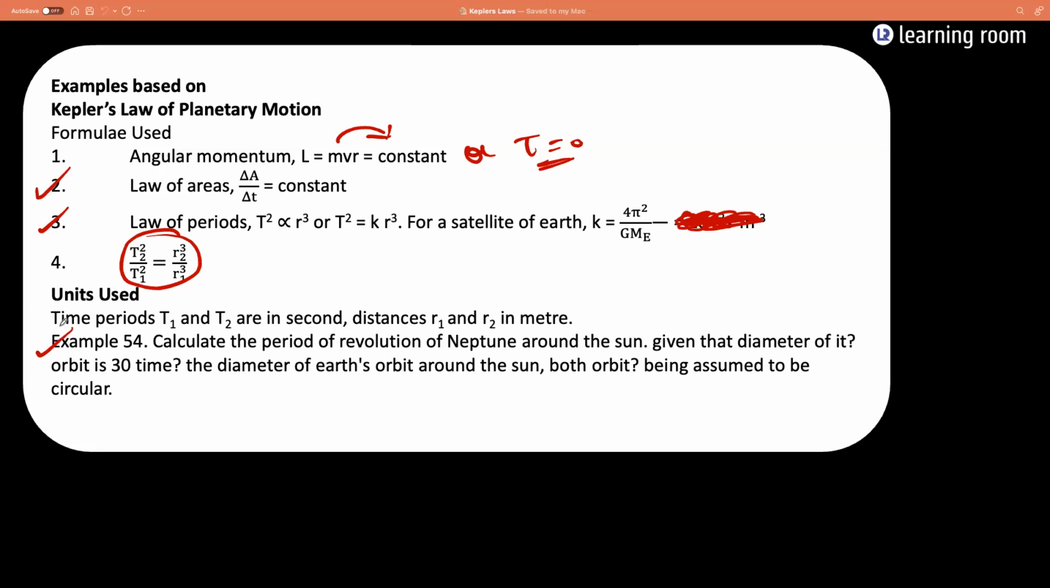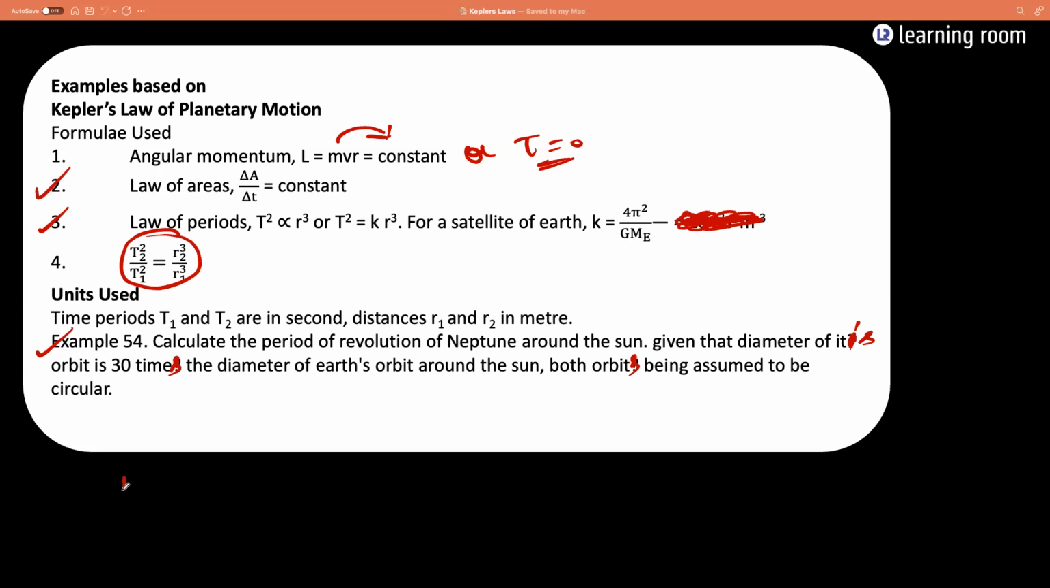Tell me how to solve this. Calculate the period of revolution of Neptune around the sun, given that the diameter of its orbit is 30 times the diameter of Earth's orbit around the sun. Both orbits are assumed to be circular. So they are saying you assume both the orbits to be circular. Calculate the period of revolution of Neptune around the sun, given that the diameter of its orbit is 30 times the diameter of Earth's orbit. So how to proceed?